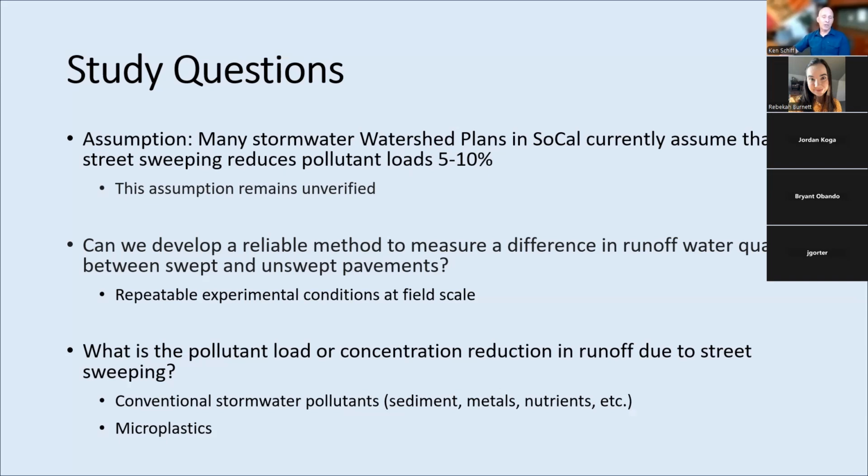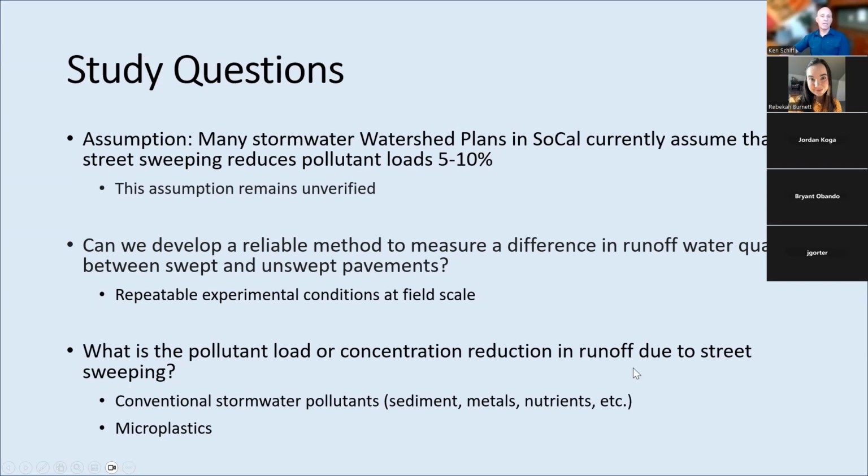If you remember, when I started this portion of the study and of the talk, I said there were 3 study questions. One, can we verify this 5 to 10%? That's the assumption going in. The second question is, can we develop a reliable method so we can get rid of the variability that's hindered all the literature up to this point and actually get statistically robust estimates of sweeping removals? And then, what are some of those removal efficiencies?